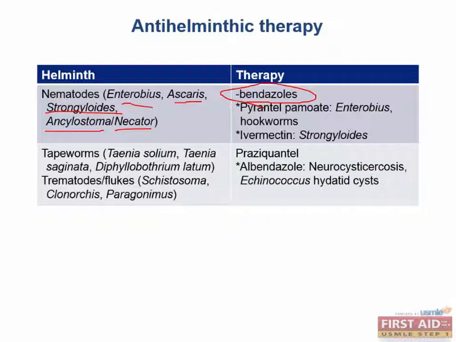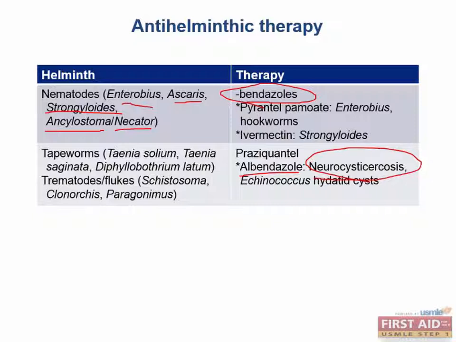Tapeworms include the adult intestinal worms Taenia solium, Taenia saginata, and Diphyllobothrium latum. The trematodes or flukes include Schistosoma, Clonorchis, and Paragonimus, which are treated with praziquantel. I'll point out a few things here. For Taenia solium, praziquantel is generally used except in cases of neurocysticercosis, where you would preferentially use albendazole. For Echinococcus hydatid cysts, you would actually also use albendazole. However, at the end of the day, surgical excision of hydatid cyst is the only reliable treatment.